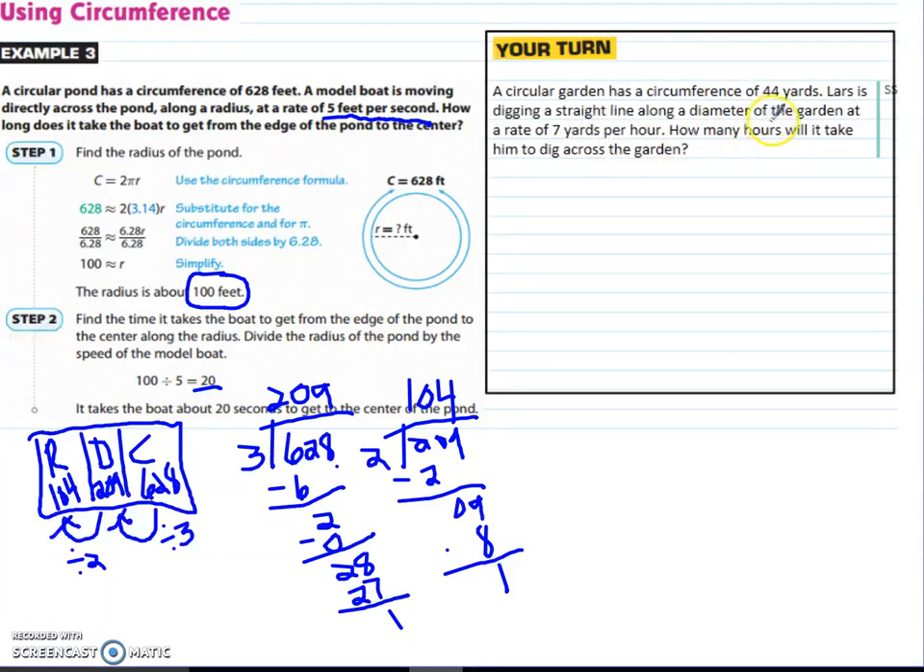A circular garden has a circumference of 44. Lars is digging a straight line along the diameter of the garden at a rate of 7 yards per hour. How many hours will it take him to dig across the garden? Okay, so we want to do the diameter. So we are going to do an RDC table.